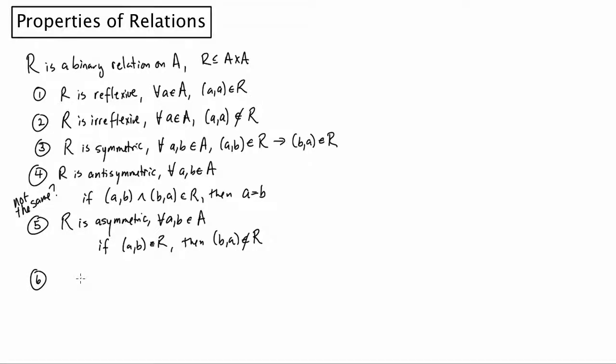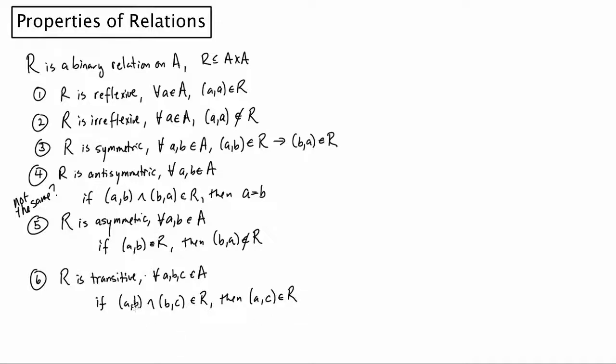All right, sixth property, and this will be our last property, is transitivity. This is an important property. We say that R is transitive if for every a, b, and c that are elements of A, we have that if (a,b) and (b,c) are related, then that implies that (a,c) is related. So basically, if a is related to b and b is related to c, then a is related to c, is basically how you would say that. So these are the basic relation properties.